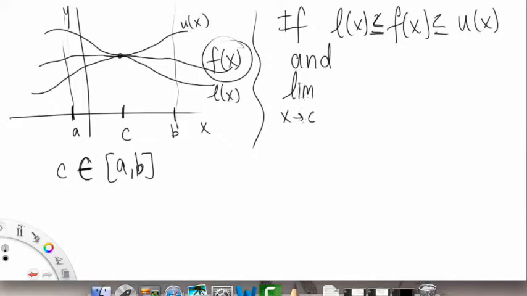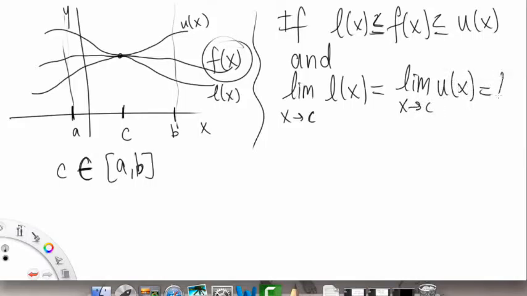So anyways, if the limit as x goes to c, so as x goes to some point in this interval a to b, of L of x is equal to the limit as x goes to c of u of x equals L, some constant L. So at this point, that would be this level here. So that would be the point L on the y-axis.